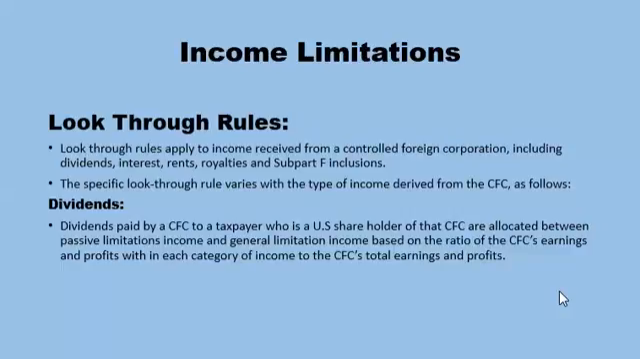Look-through rules. Look-through rules apply to income received from a controlled foreign corporation, including dividends, interest, rents, royalties, and Subpart F inclusions. The specific look-through rule varies with the type of income derived from the CFC as follows. Dividends. Dividends paid by a CFC to a taxpayer who is a U.S. shareholder of the CFC are allocated between passive limitation income and general limitation income based on the ratio of the CFC's earnings and profits within each category of income to the CFC's total earnings and profits.